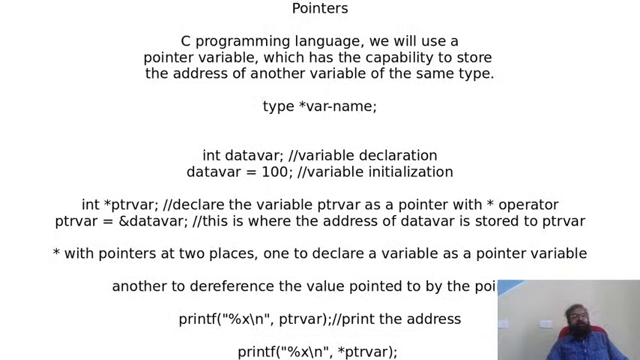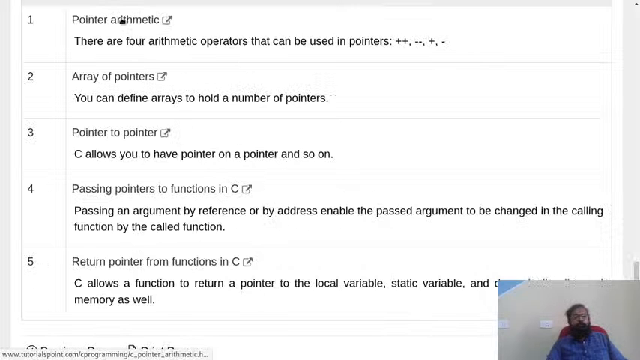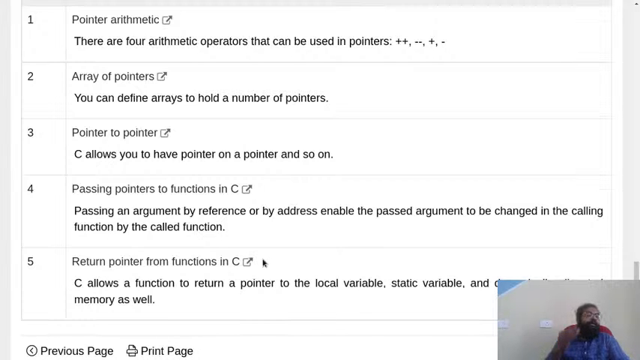So far we have seen pointers, pointer arithmetic, array of pointers, pointer to pointer, and passing an array or a variable to a function with call by reference using pointers. We have looked at arrays also at this point. Next, we can return a pointer from a function in C.